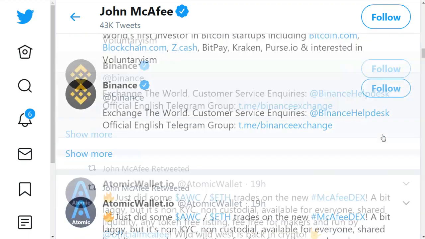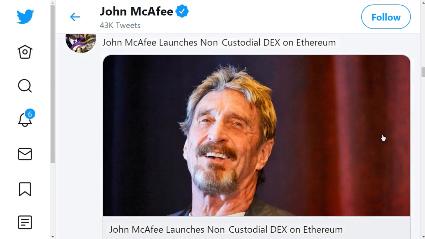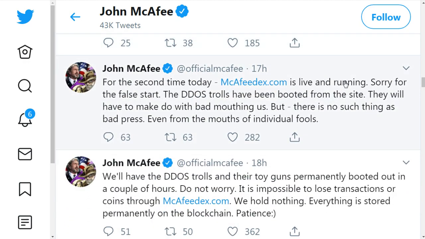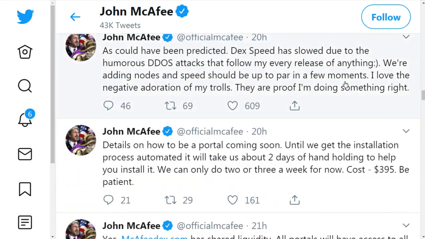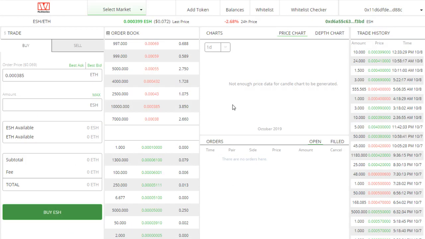With McAfee DEX, you have complete control of funds because you trade directly from your wallet. The funds never leave your wallet. Right now, there is support for only Ethereum-based tokens, which means ERC-20 tokens are supported on McAfee DEX, but he has promised that more blockchains will be supported in the future. So this is how the exchange looks.